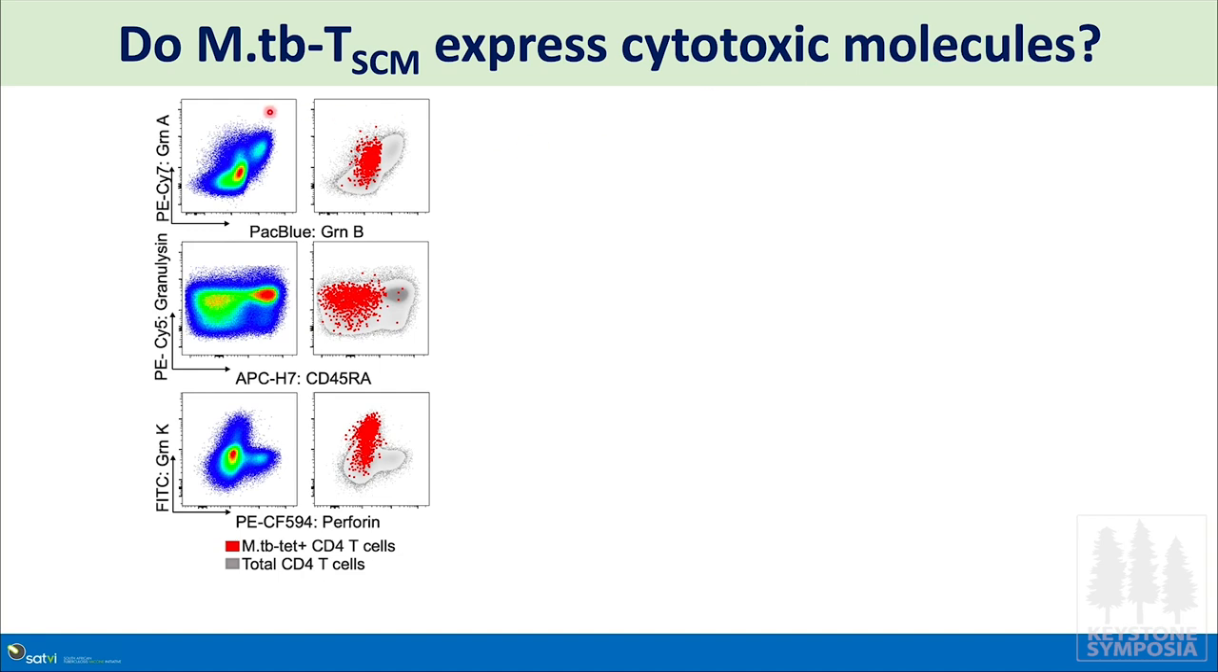And in order to do this, we measured expression of granzyme A, granzyme B, granulysin, granzyme K, and perforin. And this is in non-stimulated samples, and that's the beauty of using tetramers, is that you actually don't need to rely on antigen exposure to measure expression of different markers, and you won't have an in vitro effect of expression.